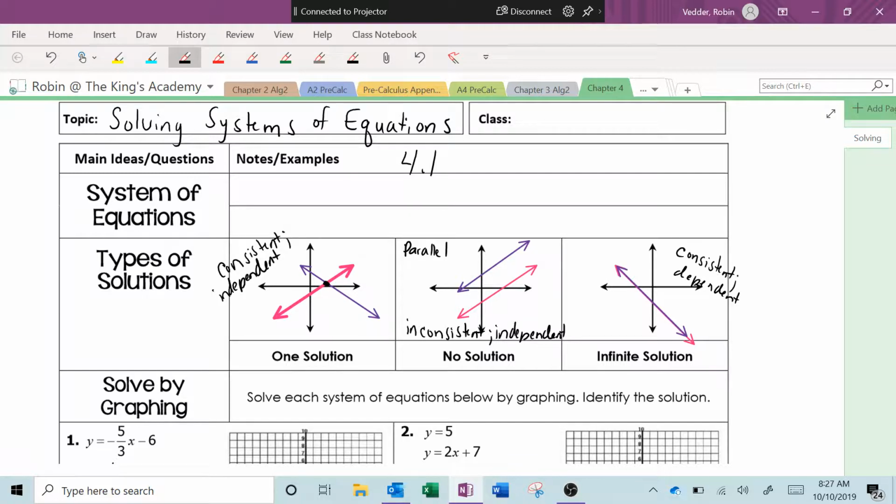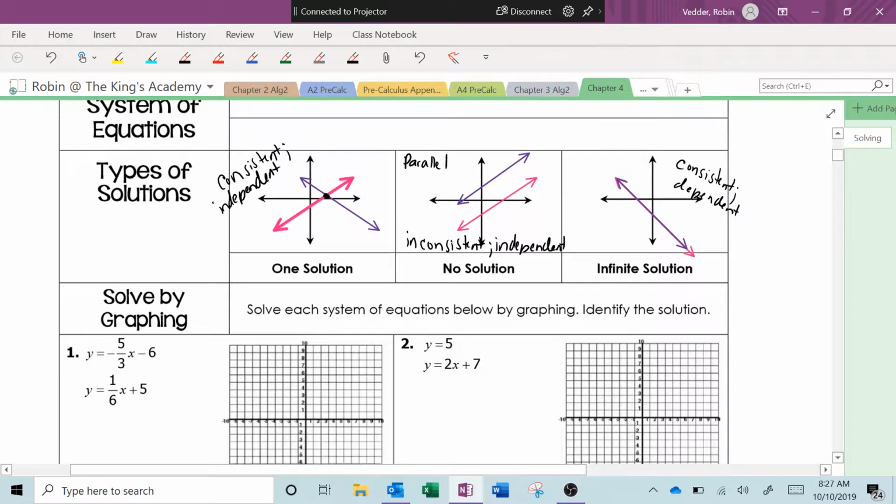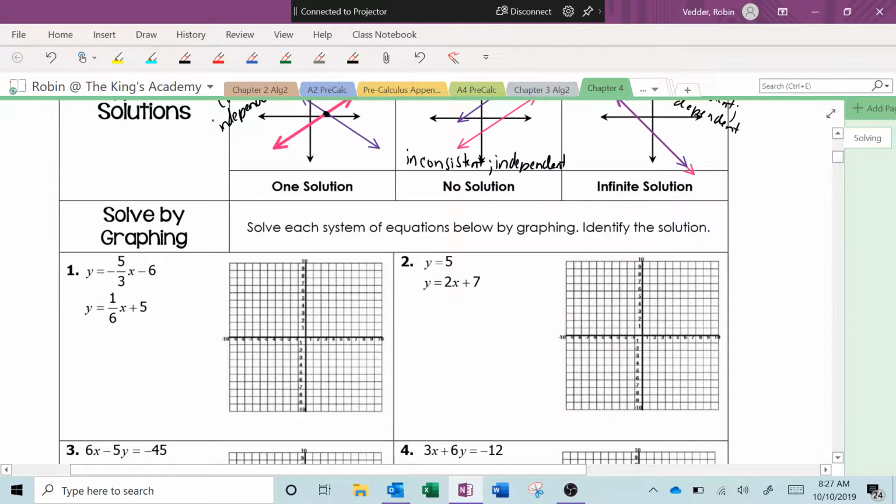The final possibility is you have two lines, and one ends up being a multiple of the other, and you go to graph it, and you realize, hey, it's on the same line. If that happens, that means that every point is going to be a solution because it's the same line. And when that happens, they call it consistent and dependent because the one depends on the other. We are going to use that to solve these by graphing.